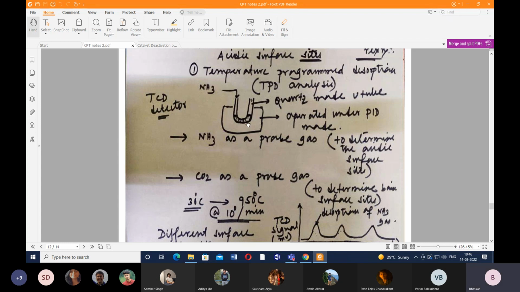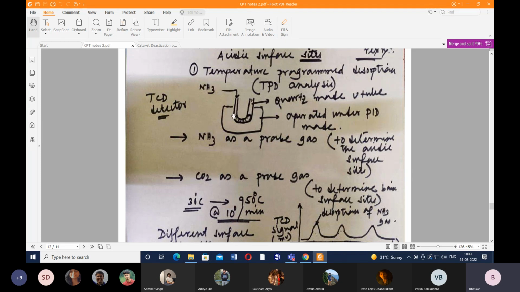Inside this quartz U cell we put around 100 milligram of the sample, and we allow the furnace temperature to increase from room temperature to 950 degrees Celsius. So a temperature ramp we need to use. We are using a temperature ramp of 10 degrees per minute. This can be accomplished when we use PID mode. PID means proportional integral derivative mode.